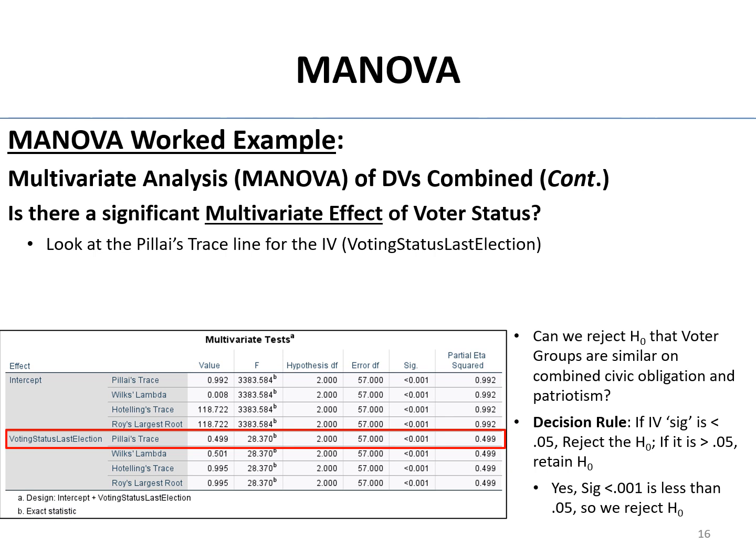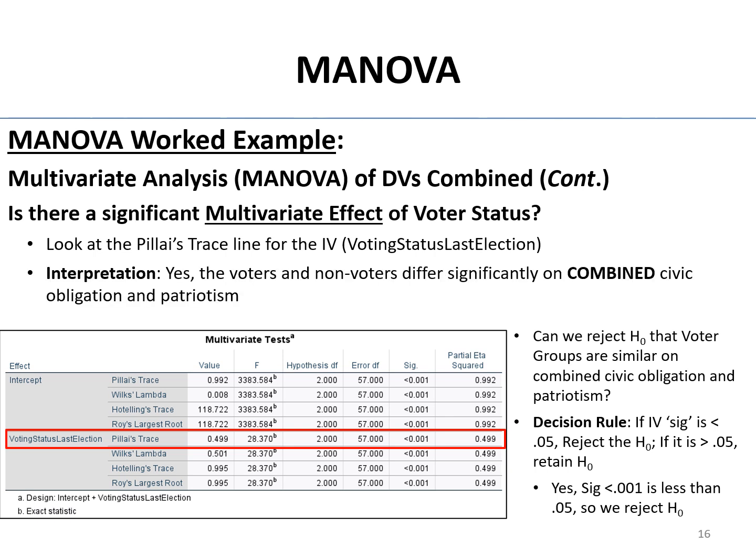So what's that tell us? Well, it tells us that the voters and non-voters differ significantly on their combined civic obligation and patriotism. So we don't know which one, could be both or just one of them, but that's why we're going to do that step-down analysis next.